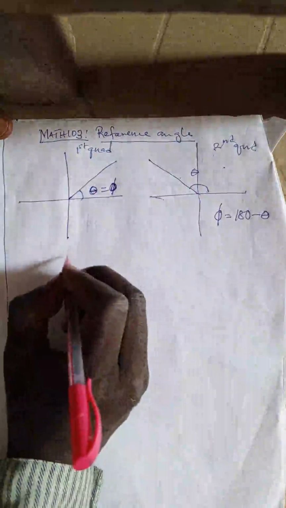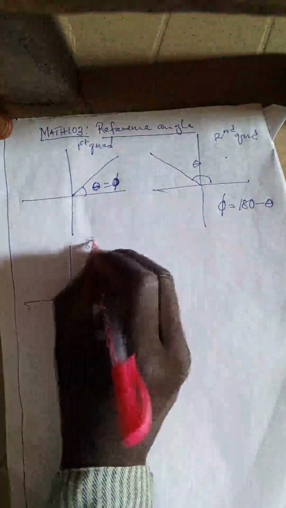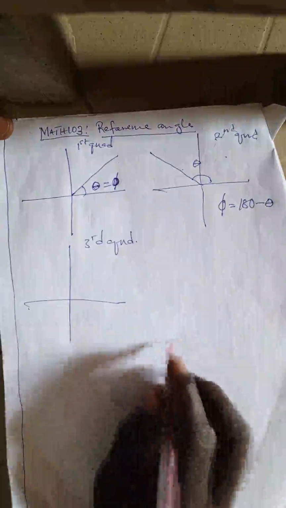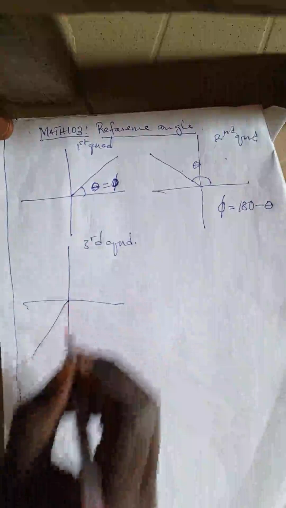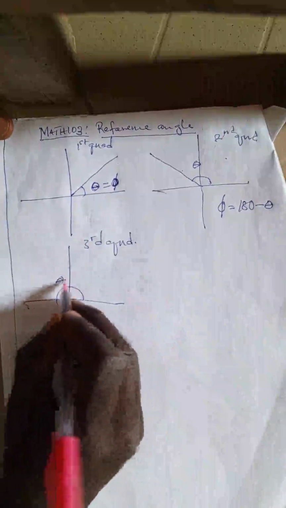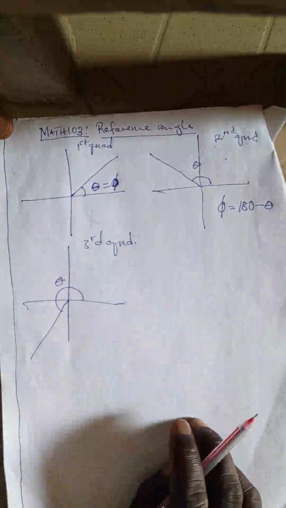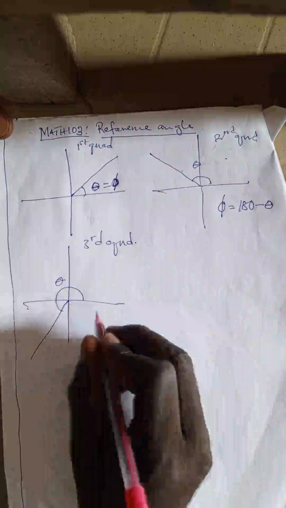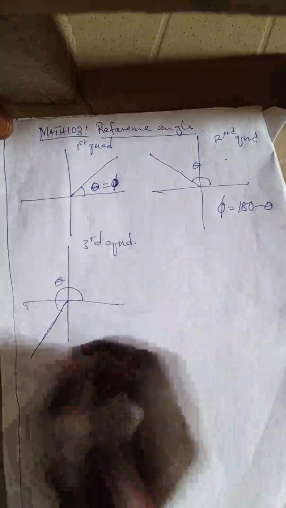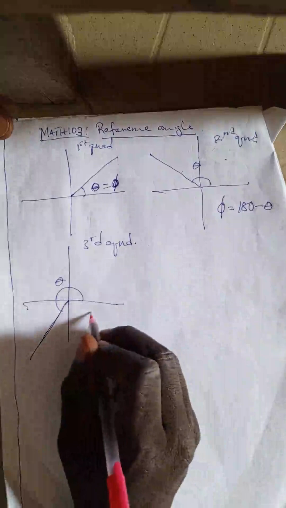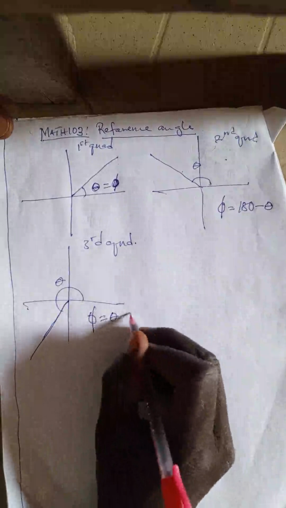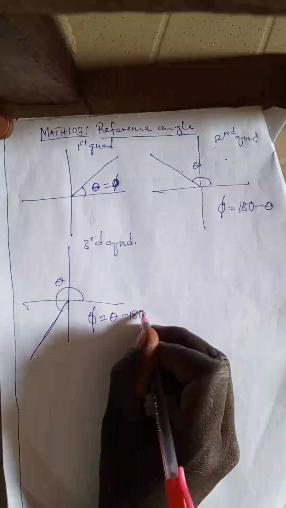Now let's go to the third quadrant. In the third quadrant, somewhere here, theta in standard position has its own reference angle. The reference angle phi is equal to theta minus 180 degrees.